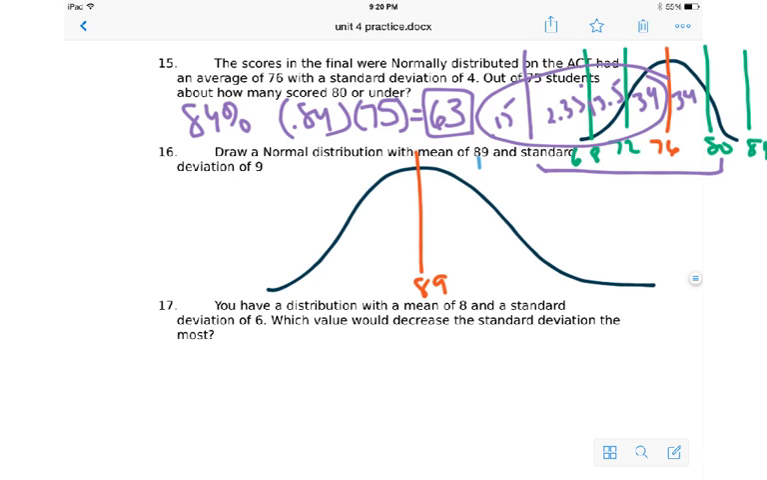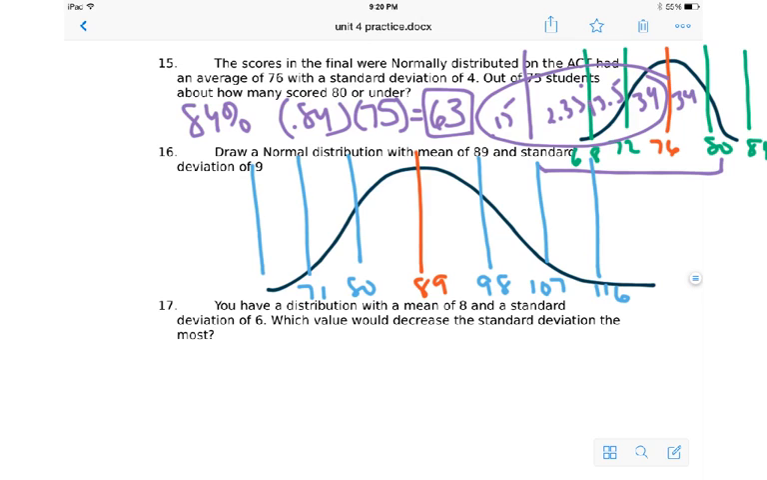So one standard deviation this way is going to be 98. The next one is going to be 107. And the next one is going to be 116. That's 3 standard deviations to the right. Let's go to the left. This one's going to be 80. The next one is going to be 71. And the next one is going to be 62. And that's your normal distribution curve, where the mean is 89 and the standard deviation is 9.